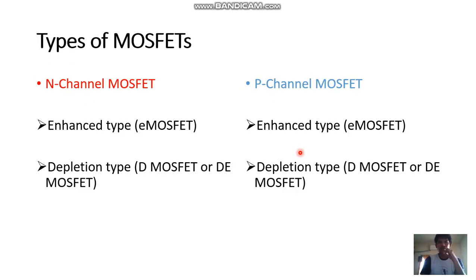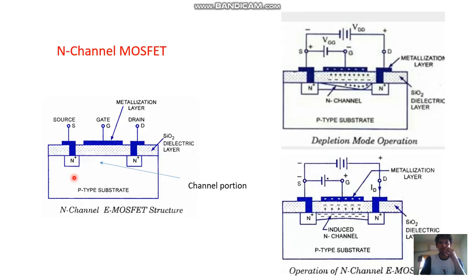Coming to types, I hope you already know we have two types of MOSFETs in N channel and two types in P channel: enhancement type and depletion type. Enhancement type means there is no channel beforehand, and we have to enhance the channel by applying voltage, that is, gate is positive and drain is negative. Gate positive means what?